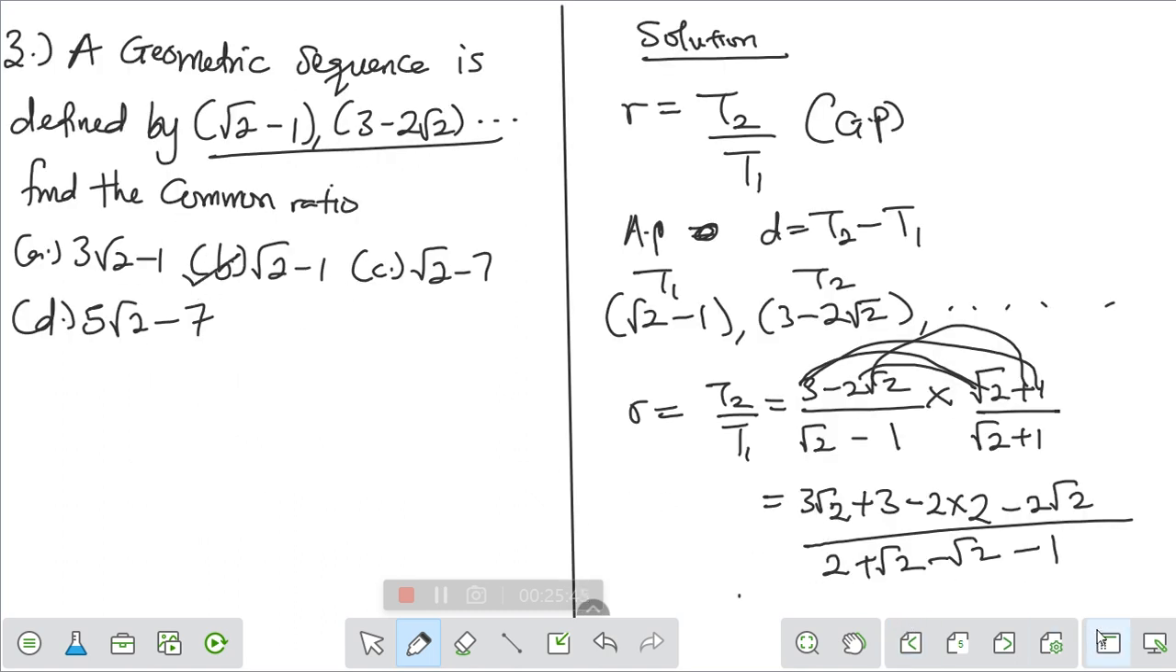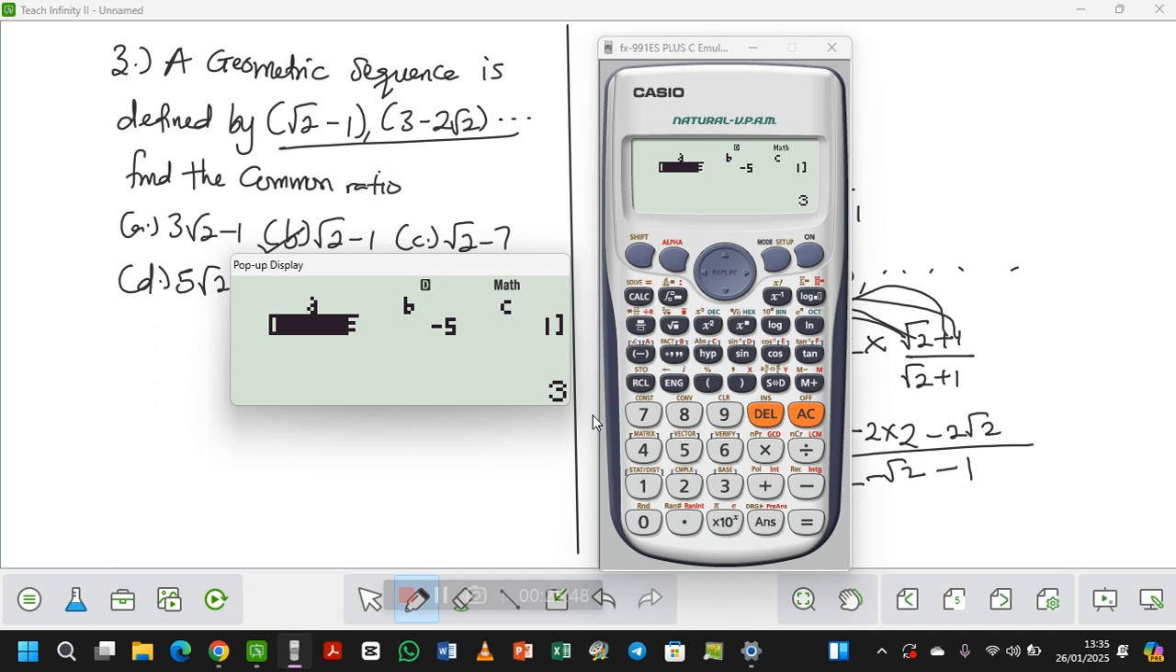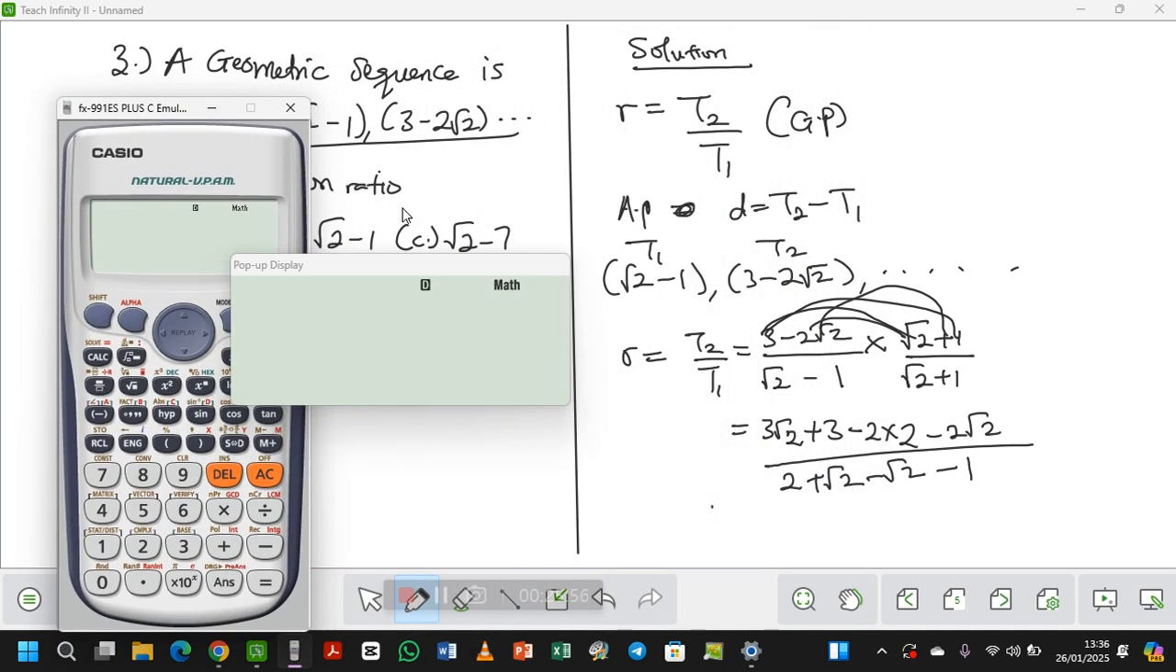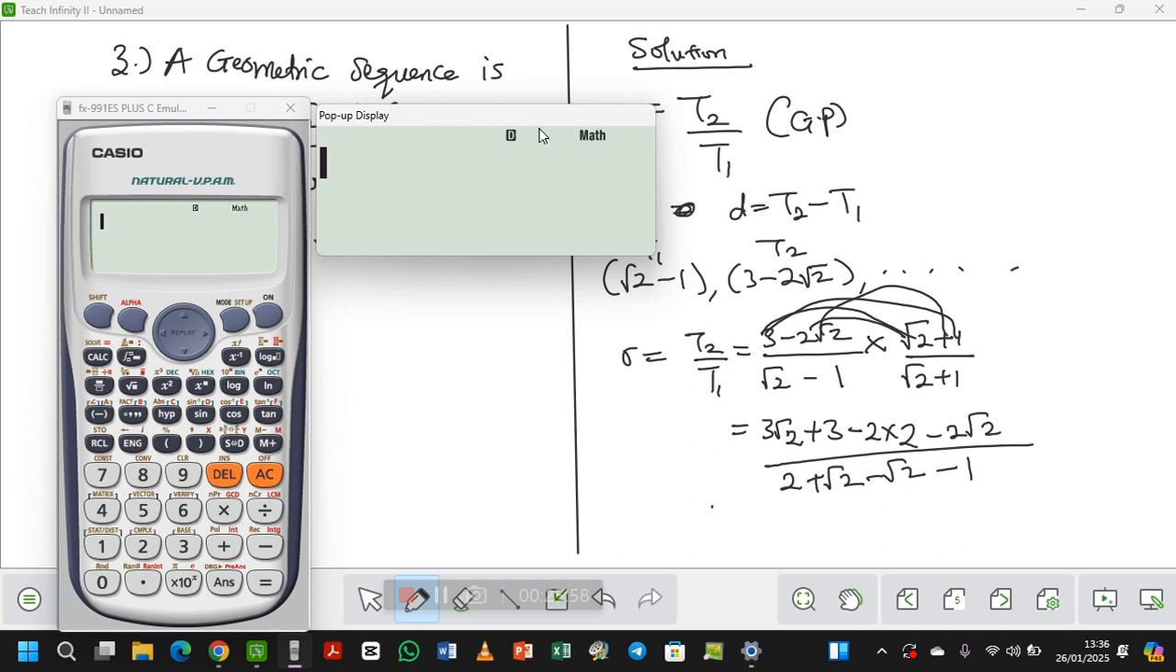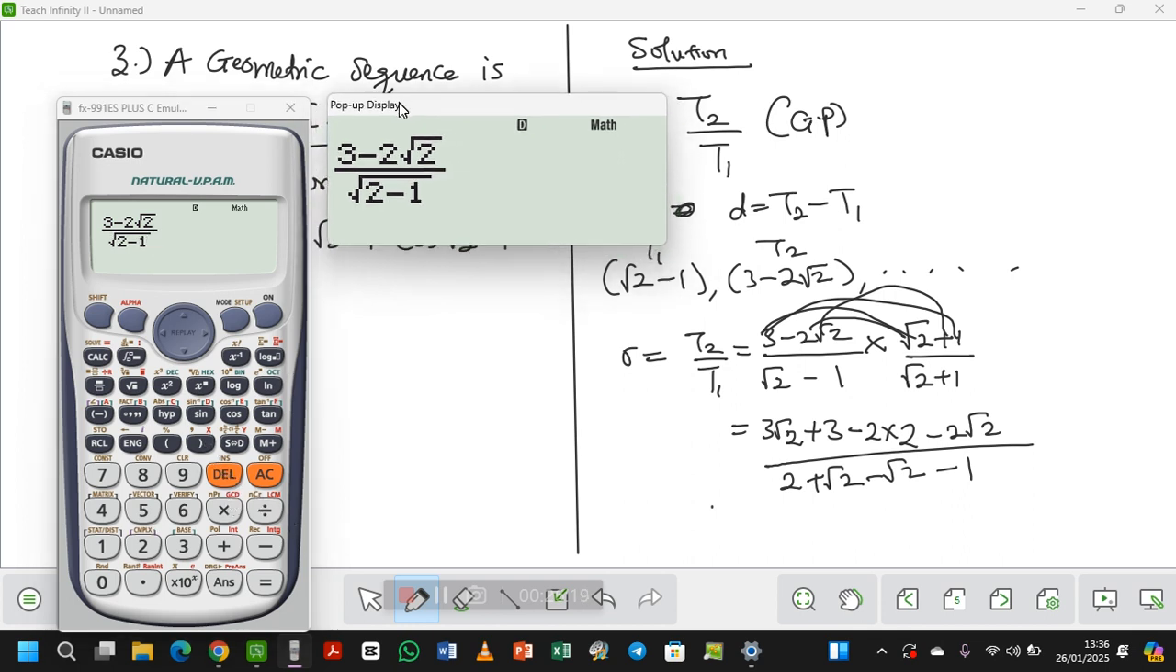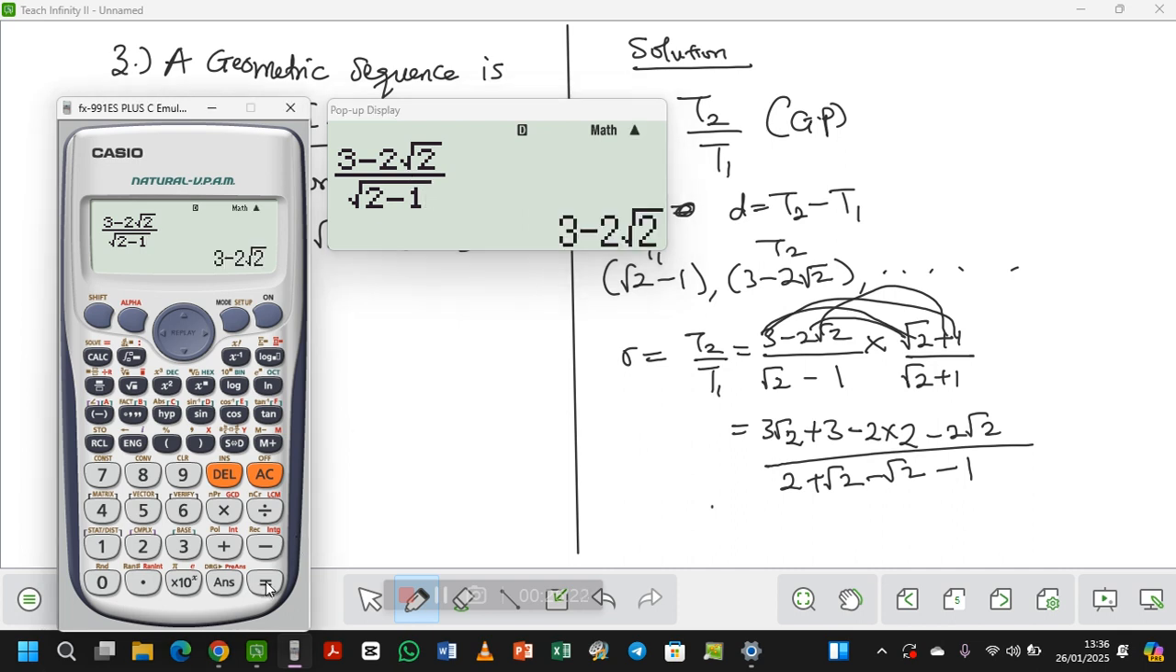Instead of wasting our time doing that, we can just press the calculator. Since we know that the common ratio is T2 over T1, what's our T2? Just press your thing. 3 minus. So you need to be smart in tomorrow's exam. So we have root 2 minus 1. I hope you can see the calculator.